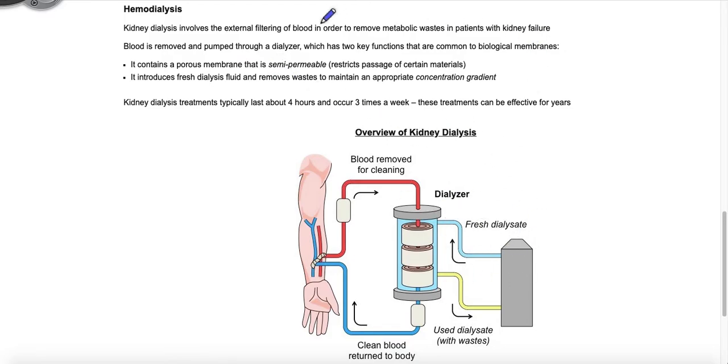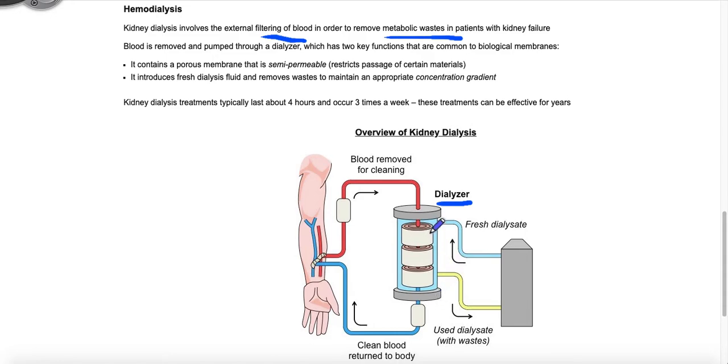You're going to use an external apparatus to filter your blood and remove these nitrogenous metabolic wastes. So what happens is your blood is removed from your artery, right? And it is pumped into this dialyzer machine. And this machine has two functions. It's made up of these different porous membranes that are semi-permeable. So it's going to filter your blood, right?